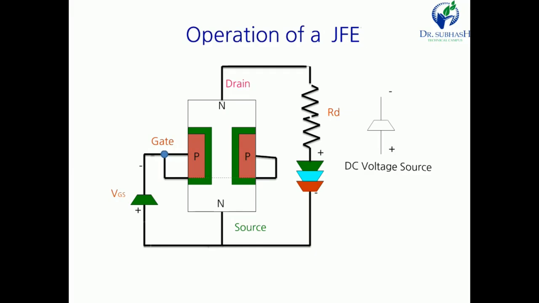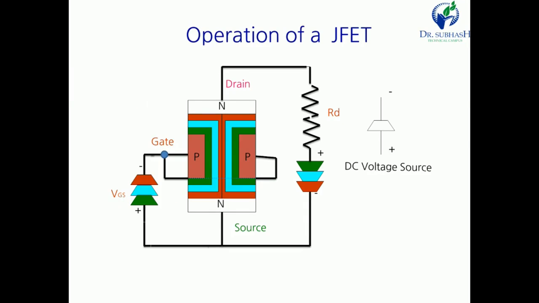Now next step, if we increase the voltage further, then what happens? This type of region is created. This blue region, the channel width, is narrower, and the current is also decreased. Now if we increase the voltage further, then what happens? If we increase this much voltage, then the channel becomes very narrow or zero. This condition is known as pinch off of the FET.